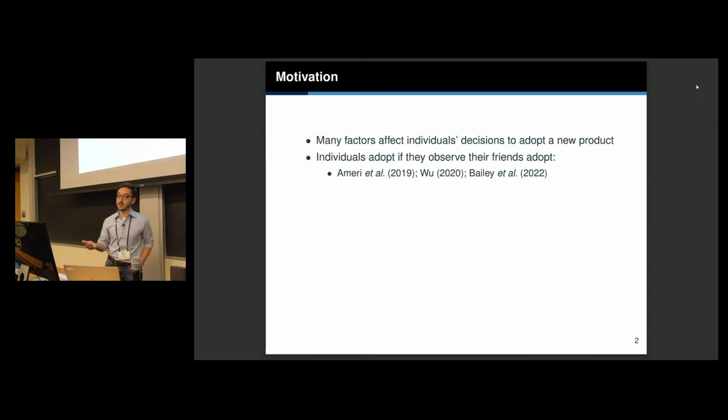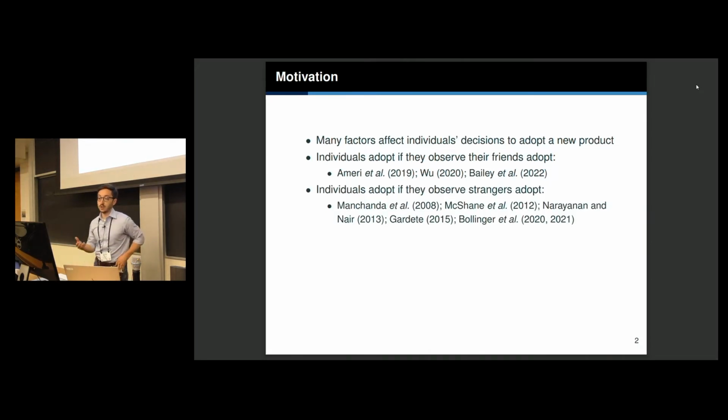So given these kinds of social interaction effects, it's no surprise that we gather social network data and use it for things like targeted advertising or counterfactual product seeding. But beyond friends, we know also that individuals tend to adopt a new product if they observe strangers adopt that product. So to make that concrete, I'll look at this Bollinger paper. What they find is if you are living in suburban Connecticut and one of your neighbors about half a kilometer away puts solar panels on their roof, you're a lot more likely to put solar panels on your roof in the following months. Okay?